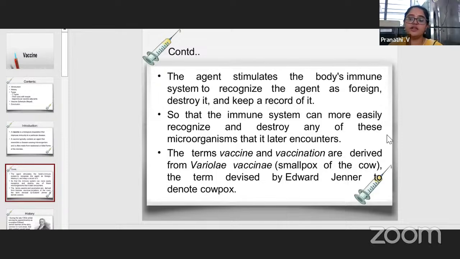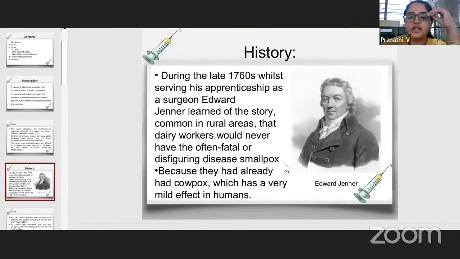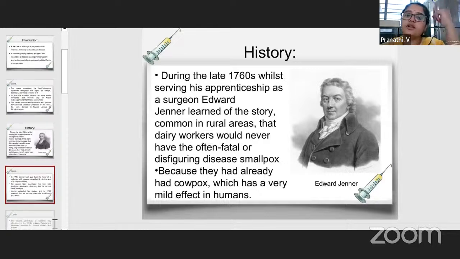The term vaccine has been derived from variolae vaccinae, which is the smallpox of the cow. We know that it was Edward Jenner who used it to denote cowpox. So what did Edward Jenner do? He was working as a surgeon's apprentice, that is an assistant. He saw that whoever was exposed to cowpox did not have smallpox, which was fatal. They only had a mild dose of it, and it was not fatal, or not as disfiguring as it was for others. So he wanted to know why.